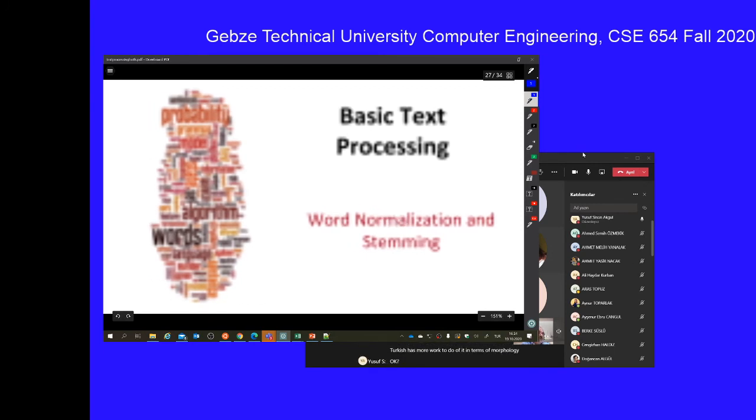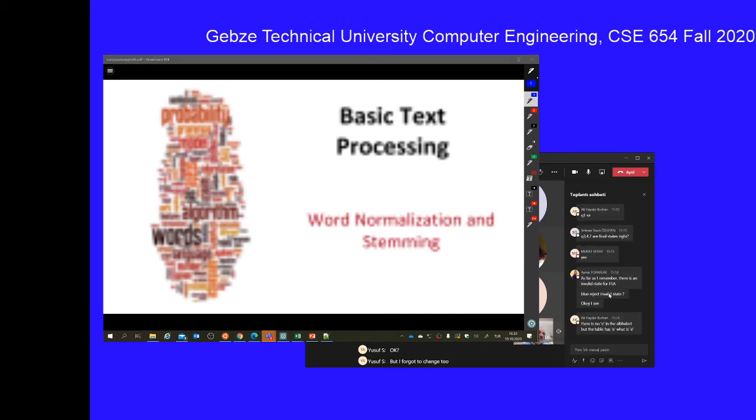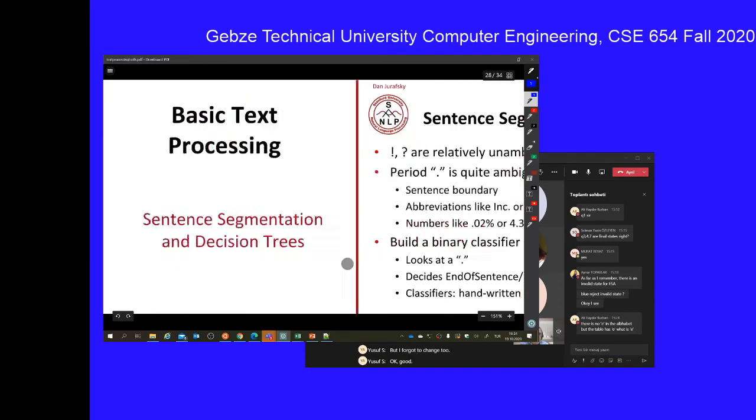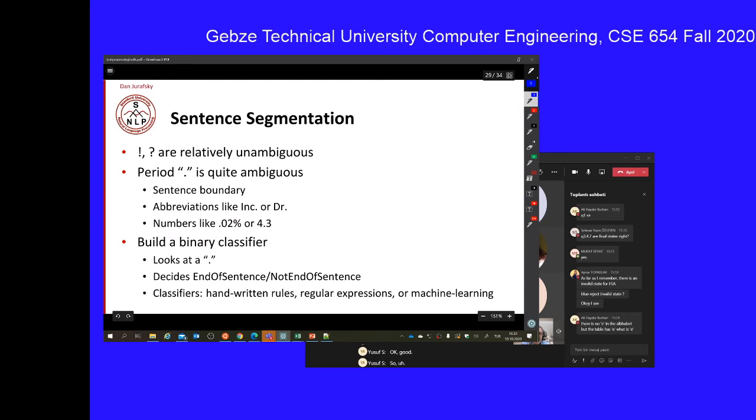But I forgot to change it to... Okay, good. So that was word tokenization. Let's talk a little bit about sentence segmentation.